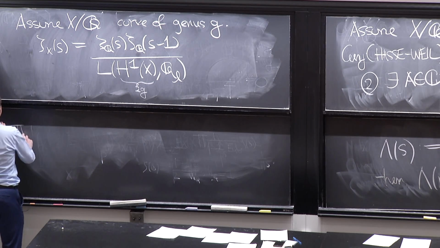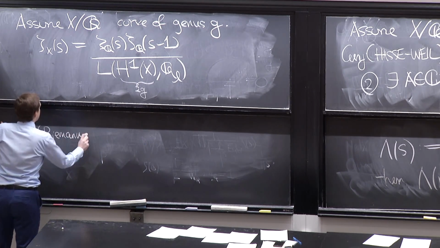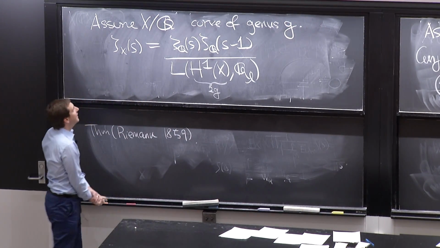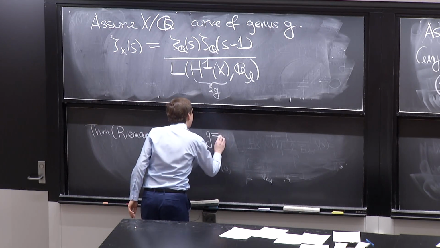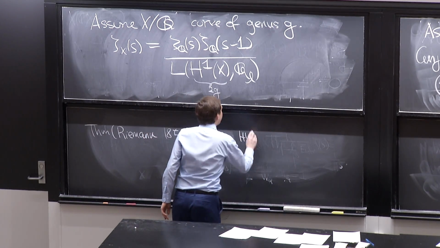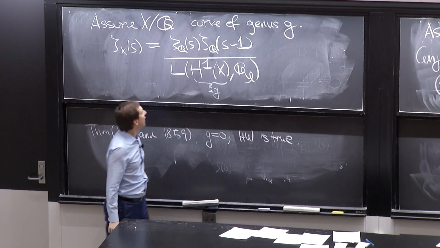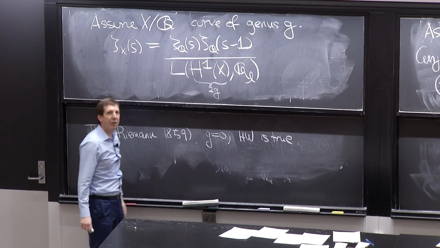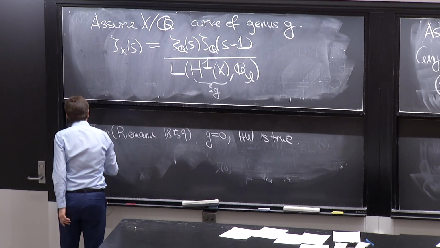So now we have the following theorem. So this is due to Riemann in 1859, again, somewhat anachronistically. So if g is equal to 0, then the Hasse-Weil conjecture is true. Because namely, in this case, this factor disappears. You just end up with the Riemann zeta function again, and it follows from Riemann's result.